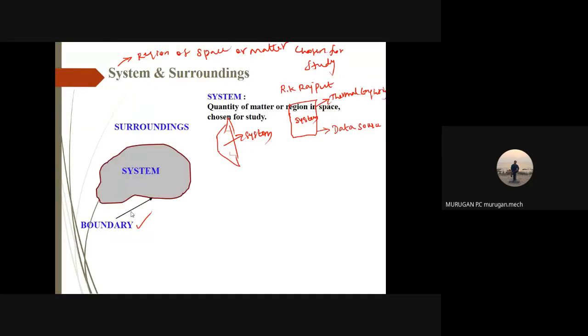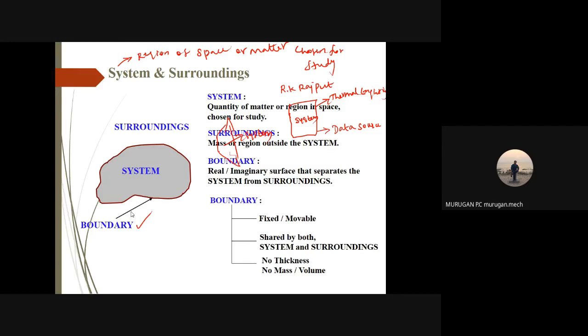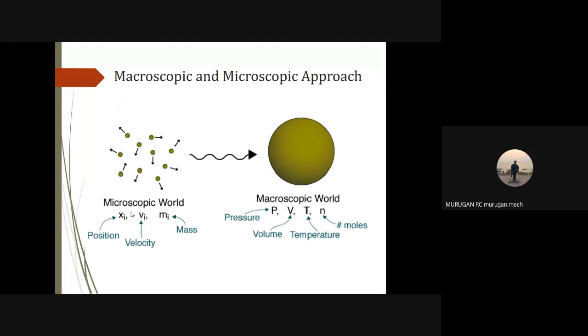Now we can see that the system is the quantity of matter or region in space chosen for study, and the surrounding is the mass or region outside the system. The boundary consists of two types: an imaginary boundary as well as a real boundary. So this is the system and the surroundings. Now we can go for this system, in which we are going to study the basic components in a bigger size.